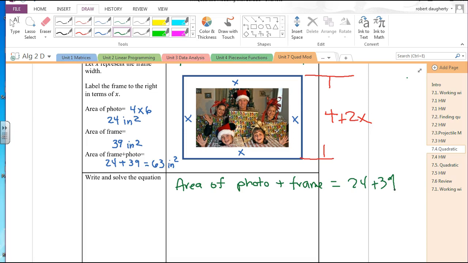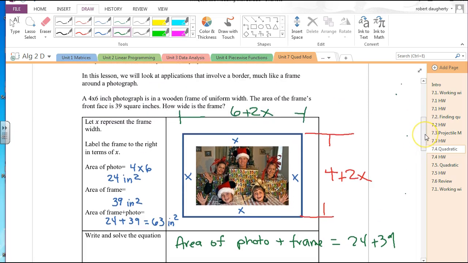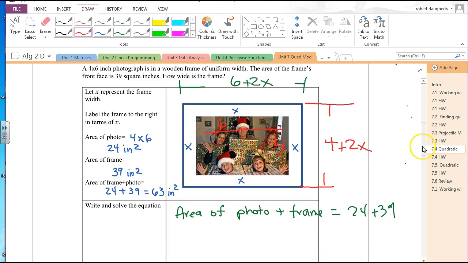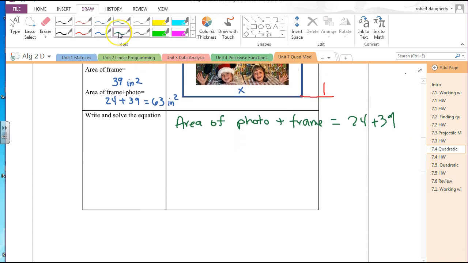They told me that the frame or the mat, whatever it is that goes around this photograph, is uniform width. So I don't know how wide it is. Okay, so it means the distance from here to here is x, here to here, here to here, and here to here. If the photograph, remember this photograph is 6 by 4, okay? That means that the entire photograph plus frame is 6 plus x plus x, and 4 plus x plus x. So 6 plus 2x, 4 plus 2x, okay? So that's really the key in all of these problems, is getting that diagram, setting this up correctly.